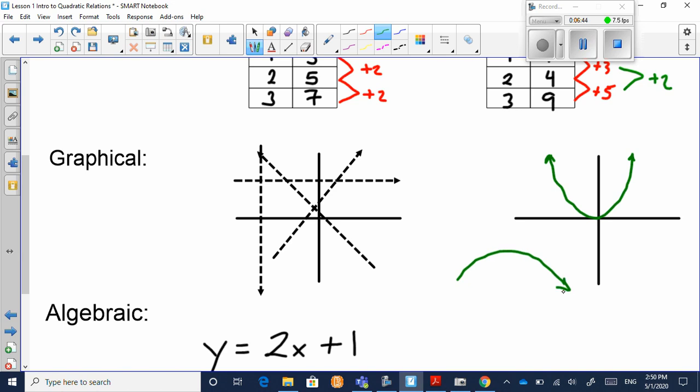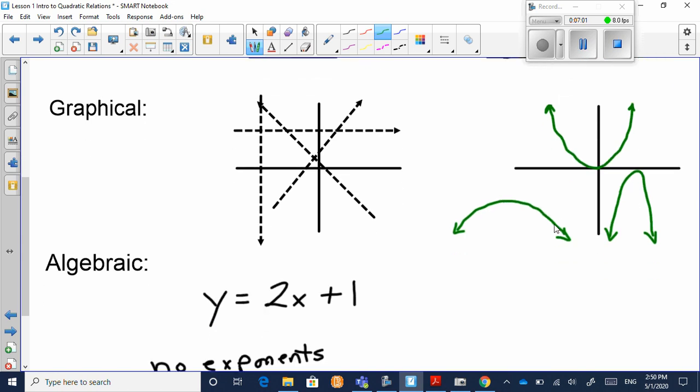Okay, so there's another one, and it could be wide like that, or it could be really narrow. This is also a quadratic. That's a type of parabola as well. So they can be wide, they can be narrow, they can point up, and they can point down. So those are examples of quadratics or parabolas.